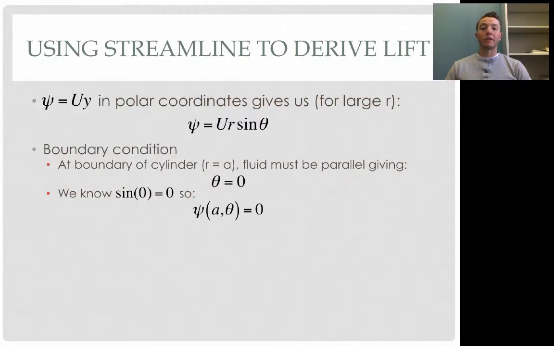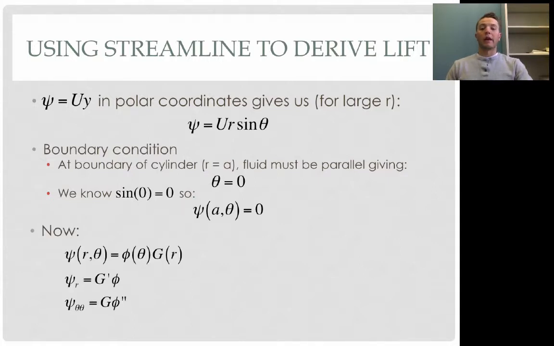At the boundary of our cylinder, r must equal a. Again, we're talking about a cylinder with radius a. So the fluid must be flowing right around our cylindrical boundary, and at that point, it has to be parallel to the boundary. Theta is a reference angle between the boundary of our body and the fluid, so if the two are parallel, it must mean that the angle, or theta, is 0. This means that psi, evaluated at radius a, the boundary of our body, must equal 0.